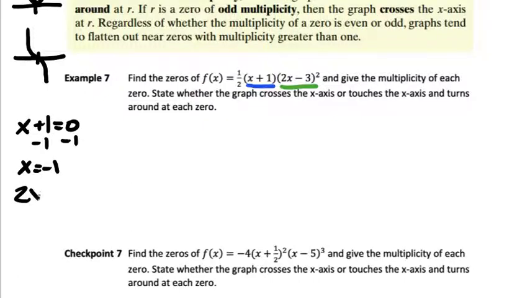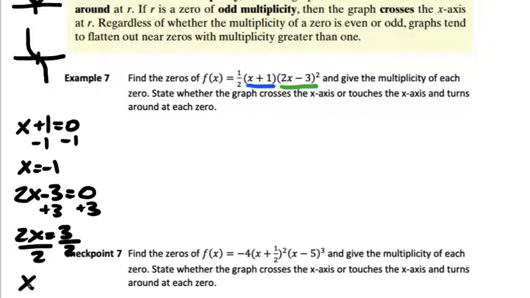The other one is 2x minus 3. So set that equal to 0 and solve. I need to add 3 to both sides. And lastly, divide by 2, and we get x equals 3/2. So those are my two zeros.